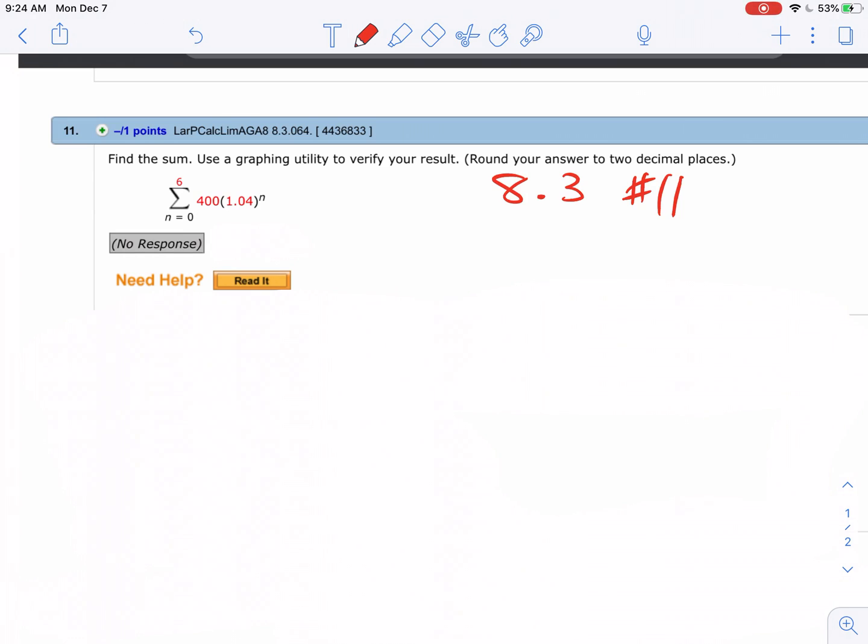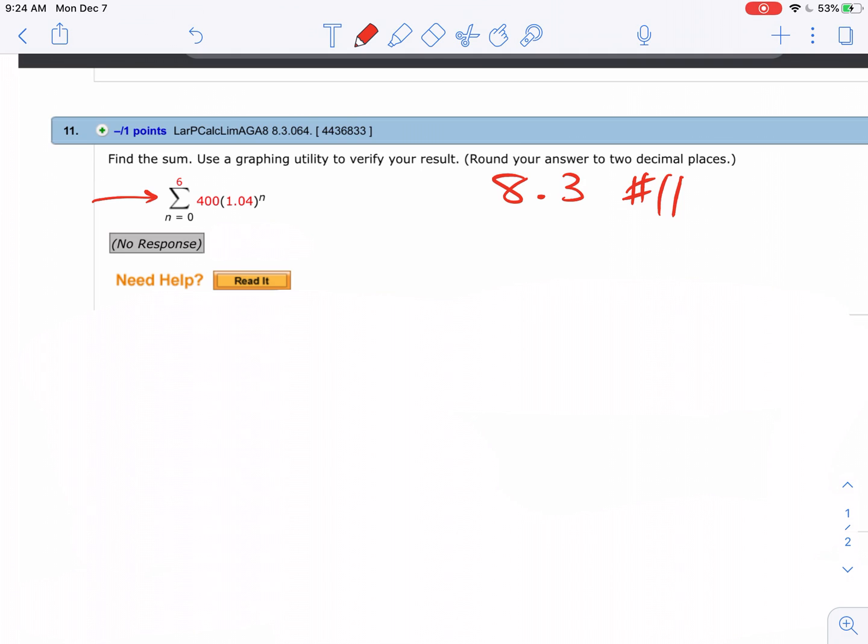Okay, so in number 11, they're telling you to find the sum, and you may be looking at it. The sigma notation is what indicates find the sum. You might look at it and not know if this is arithmetic or geometric, so maybe you start putting in some numbers.